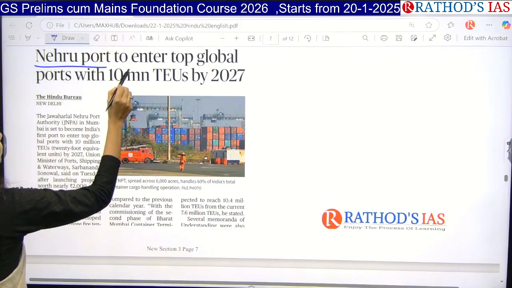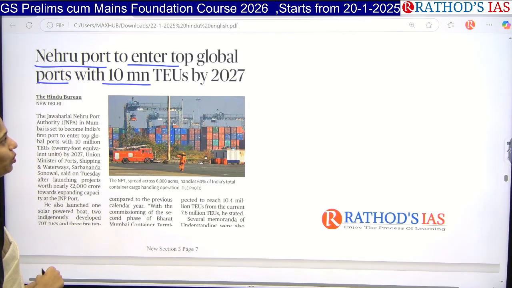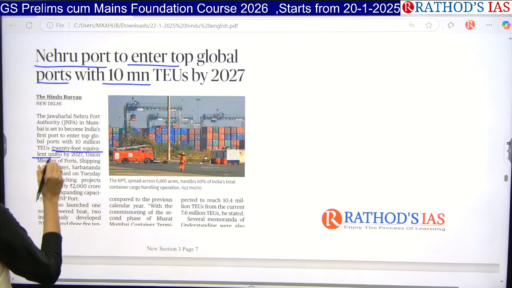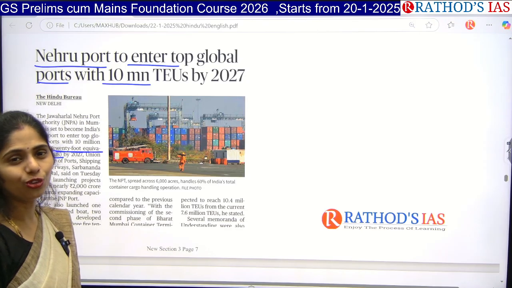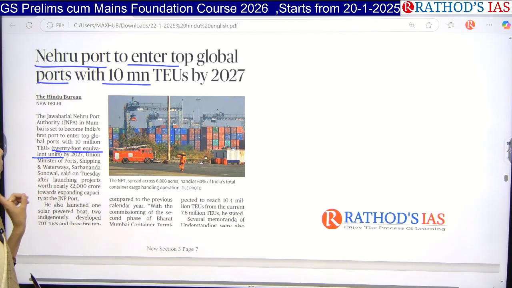Nehru Port to enter top global ports with 10 million TEUs by 2047. Here TEU is nothing but twenty-foot equivalent units. If I get a question like, TEU is in use, what is the full form? That is twenty-foot equivalent units.